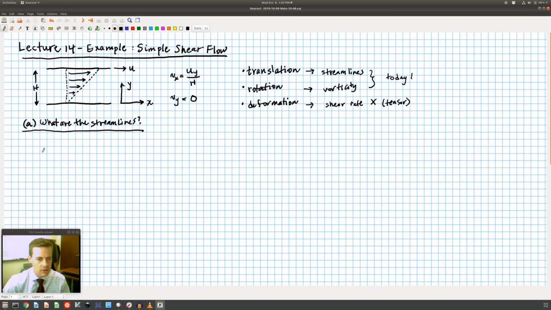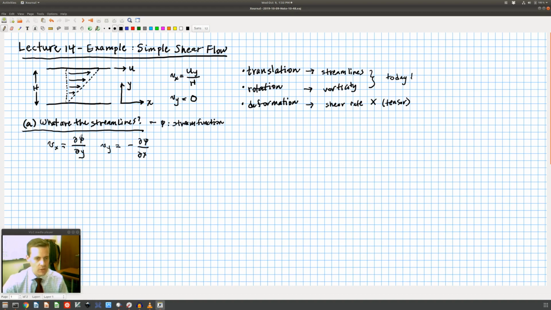Recall that to calculate the streamlines I need to calculate a stream function, and I have this relationship for the stream function that says the x component of the velocity is equal to d psi dy, where psi is my stream function. And the y component is equal to minus d psi dx. This is the definition of the stream function, and in order to calculate the streamlines, I need to know what the stream function is. So let's calculate the stream function.